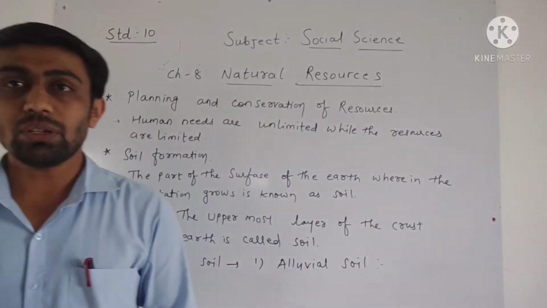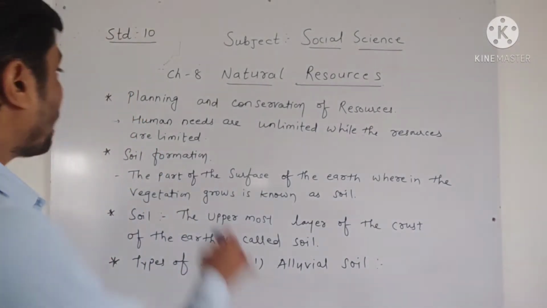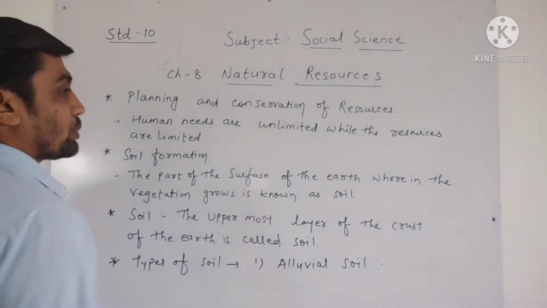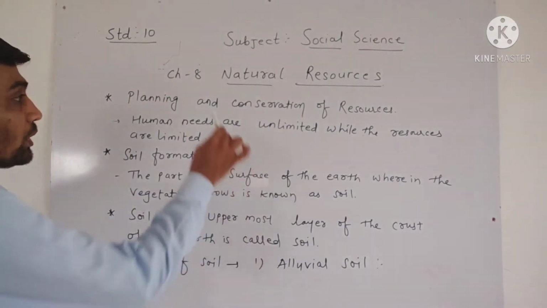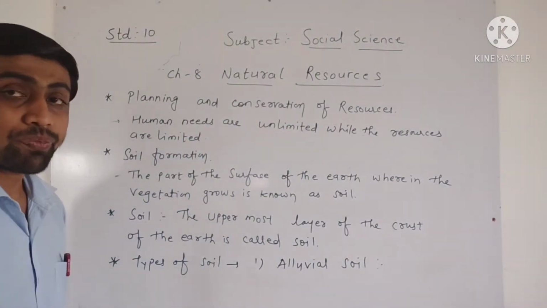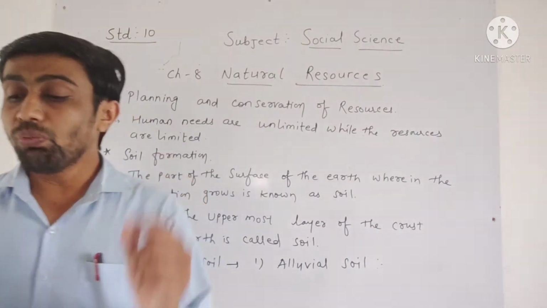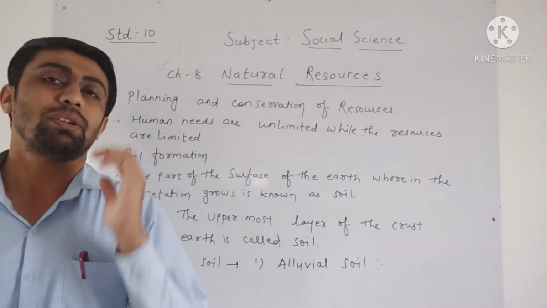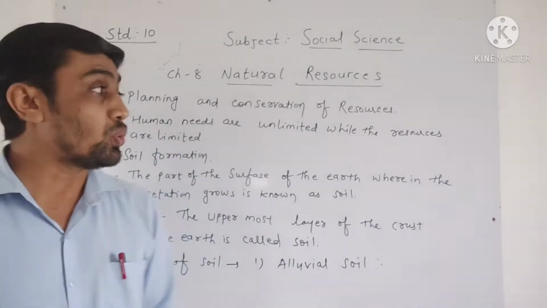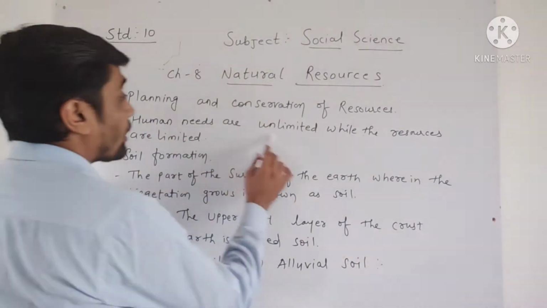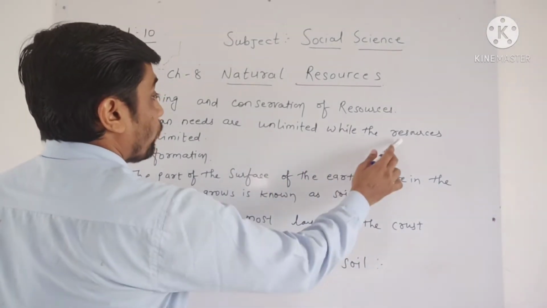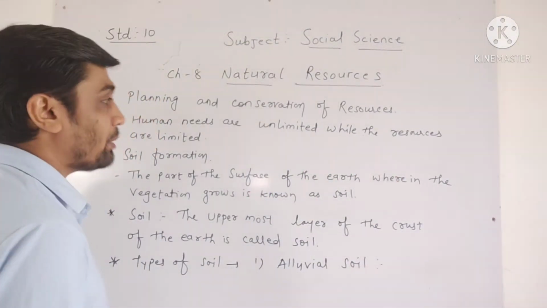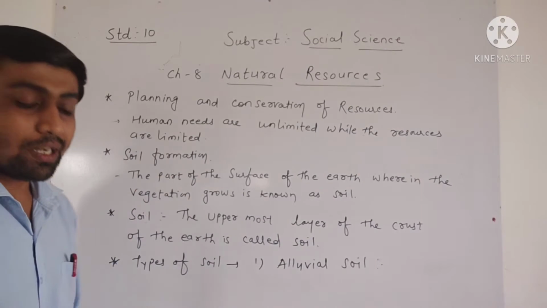Now continuing, dear children, today we have to learn about the planning and the conservation of the resources. What have we learned today? We have learned about the planning and conservation of resources. Now human needs are unlimited while the resources are limited. Dear children, you know very well that human needs are unlimited while whatever resources we have available, these resources are limited.